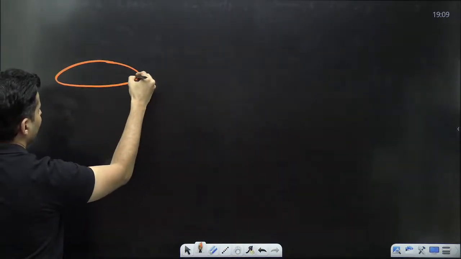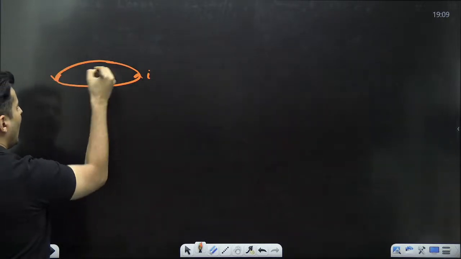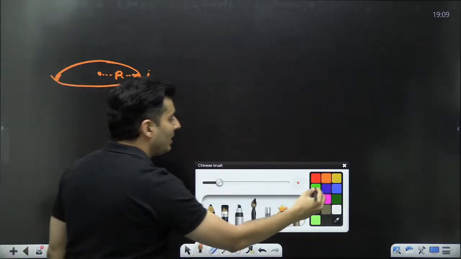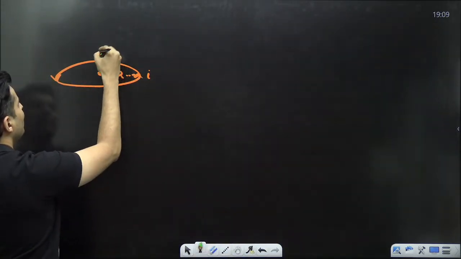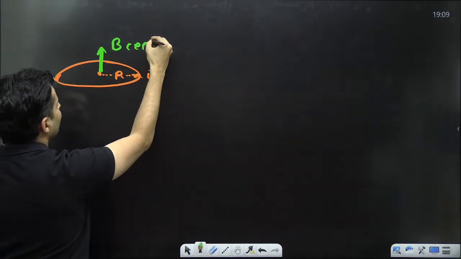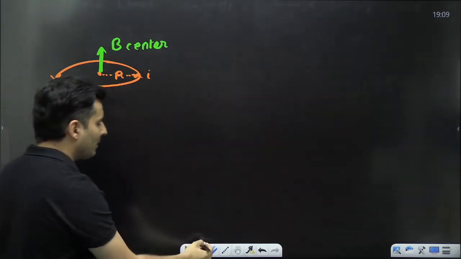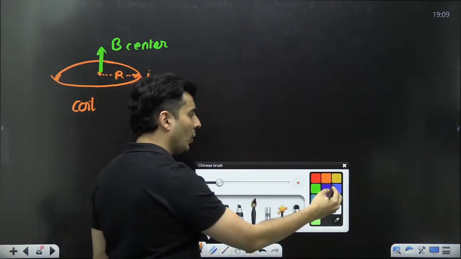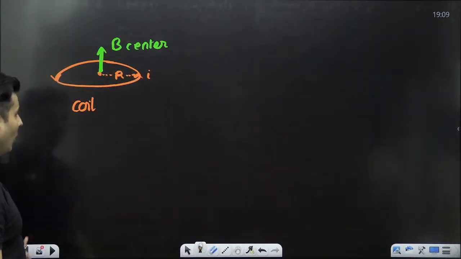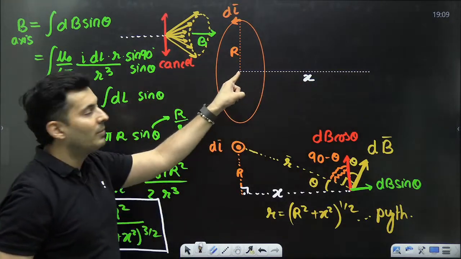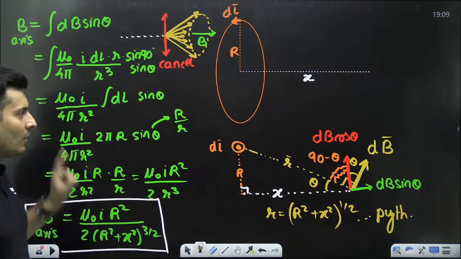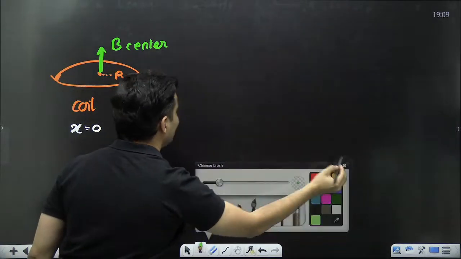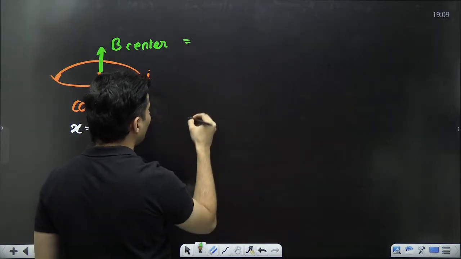Now tell me, if I have a coil which carries some current and I am exactly at the center, what might be the magnetic field at the center of this particular coil? Think about it. When you go to the center, that means you are still on the axis only, but you have made x as 0. So basically x is equal to 0. If you use that formula, what will you get?